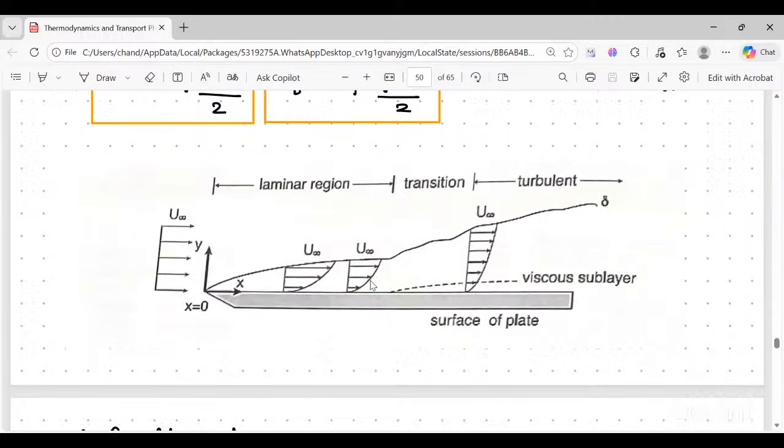So this is the laminar region. This is the transition region, where your velocity is changing slowly, so you are moving from the laminar region to the turbulent region. The turbulent region is where your subviscous layer will be formed. Till here there is no subviscous layer. Everywhere the velocity is zero, but here it is not.